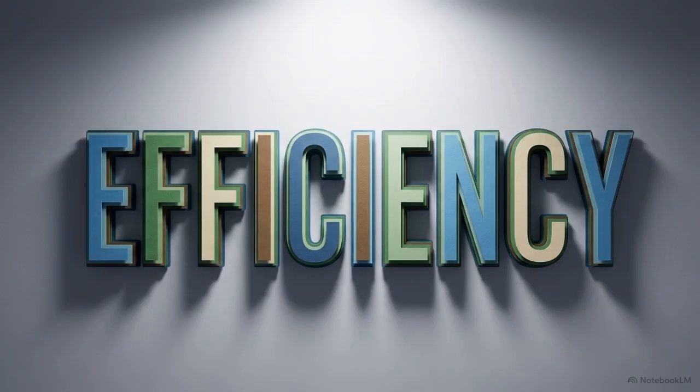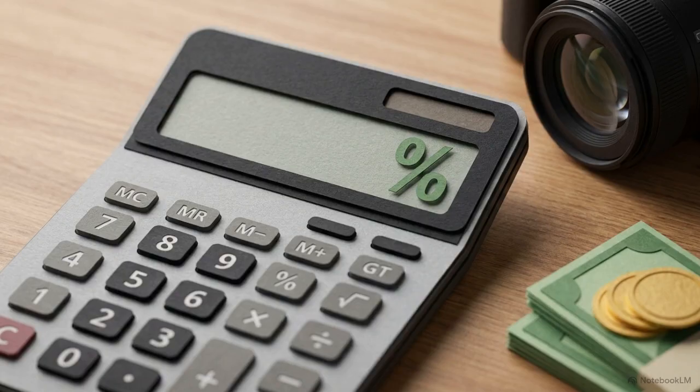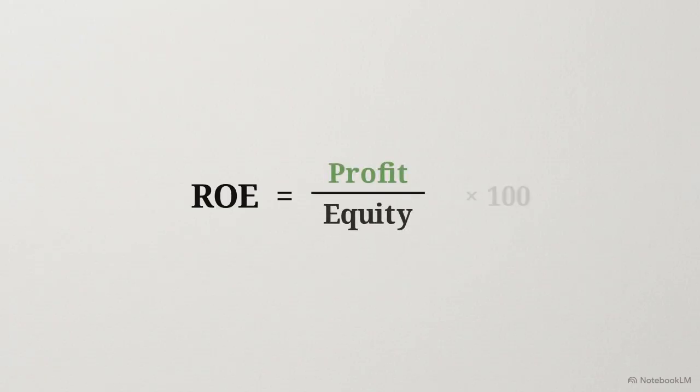Analysts evaluate this relationship through a metric called return on equity, or ROE. ROE ignores the volume of money made to focus on how hard every invested dollar worked to generate that profit. The calculation is simple. Take the profit, divided by the equity, and multiply by 100.